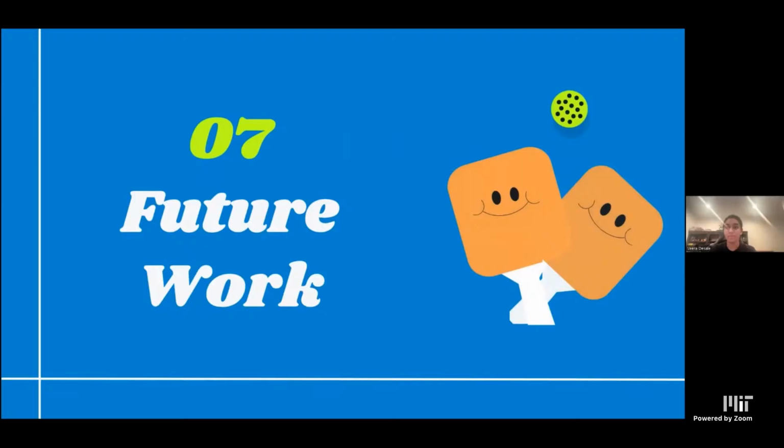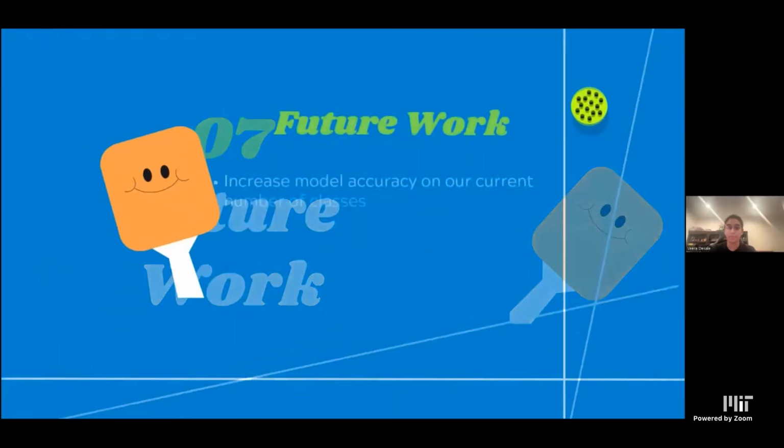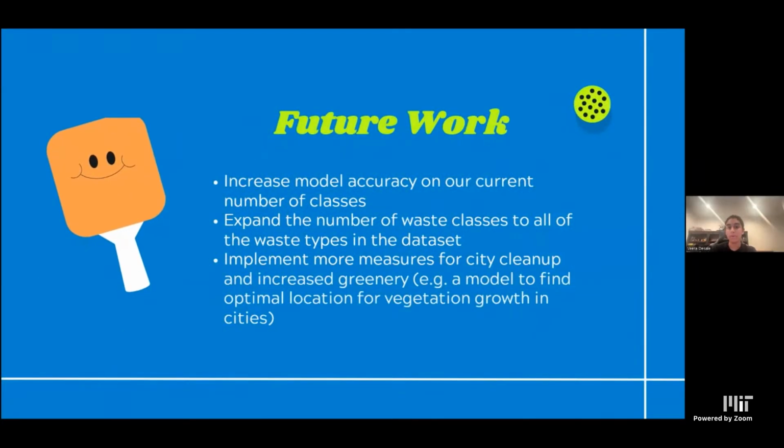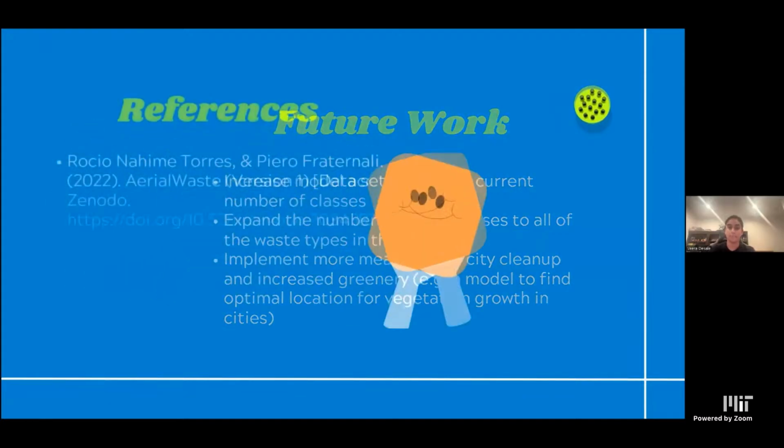Now let's end with our future work. So going forward, here's what we want to do. First, we want to increase the model accuracy on our current number of classes. From there, we can expand the number of waste classes to all the waste types in the dataset. And finally, we can implement more measures for city cleanup and increase greenery, such as a model that can find the optimal location for vegetation growth.